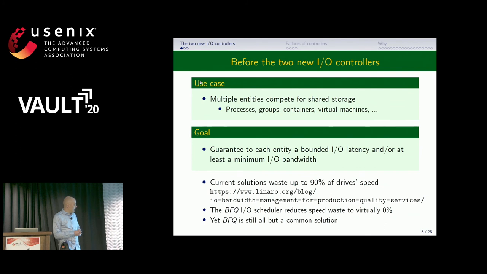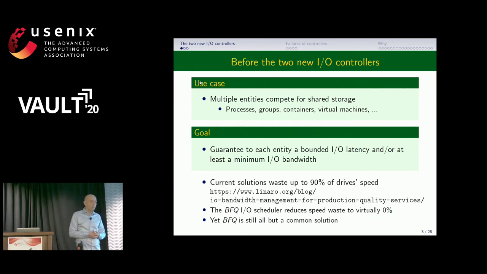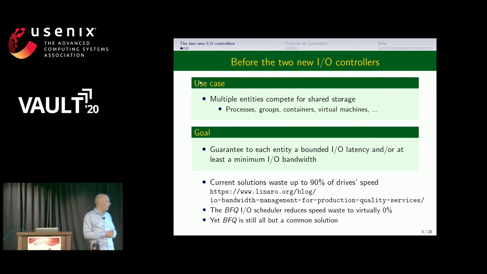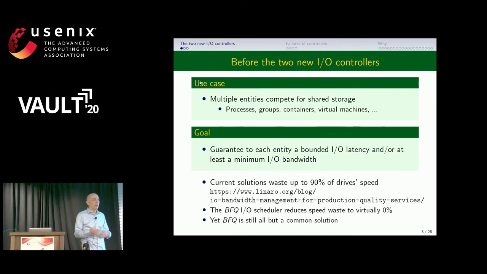There are several mainstream solutions to reach this goal, but all of them waste up to 90% of the speed of a drive, which is really a lot, and it's a little bit paradoxical given the current trend towards higher and higher speed. I wrote a sort of survey on this. You can see the address on the slide.